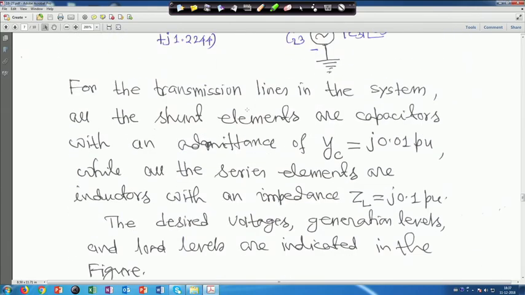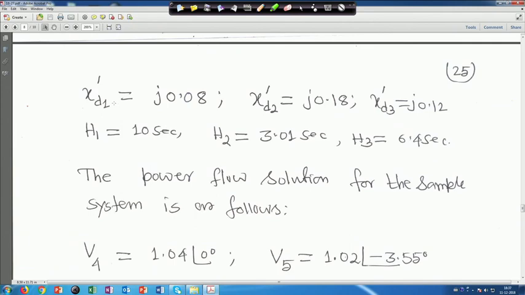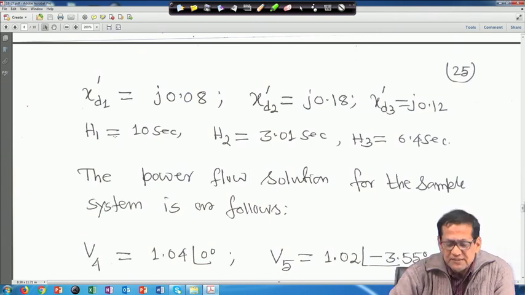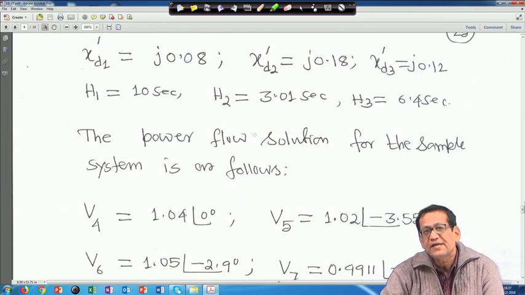Now these data are given: x d 1 dash is J 0.08 per unit, everything is per unit, x d 2 dash is J 0.18 and x d 3 dash is J 0.12. H 1, that is the inertia constant for machine 1, is 10 seconds, H 2 is 3.01 seconds and H 3 is 6.45 seconds. The power flow solution also is given.